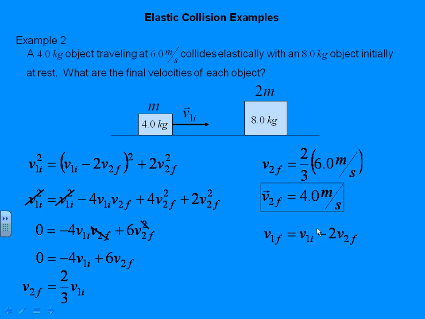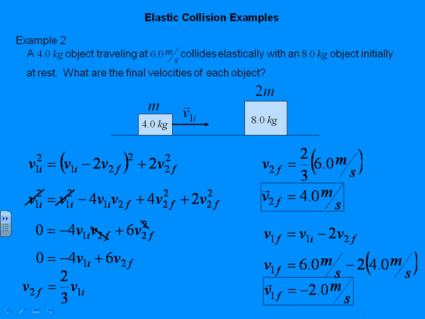Our conservation of momentum equation solved for v1f. So if we plug in v2f and we plug in v1i, 6 minus 2 times 4 is, of course, negative 2.0 meters per second. So the first object rebounds and moves to the left at 2.0 meters per second.